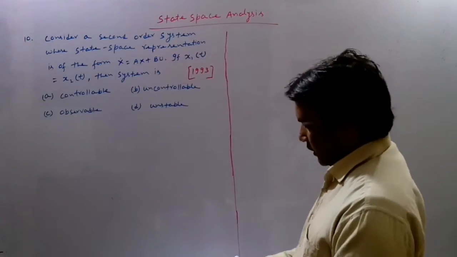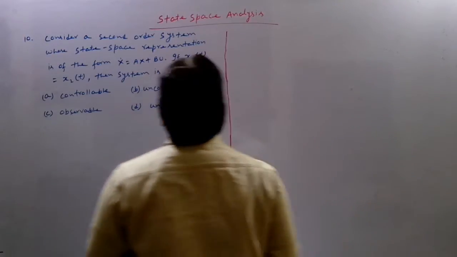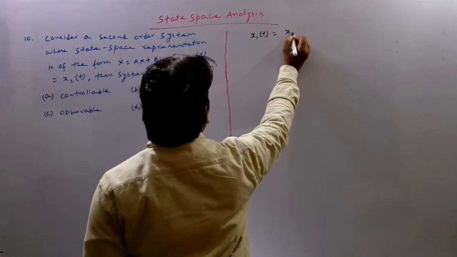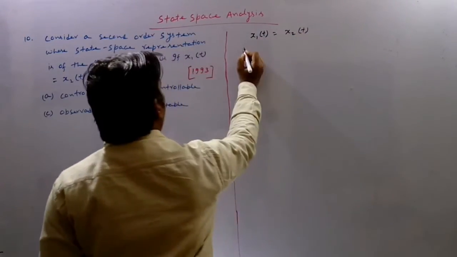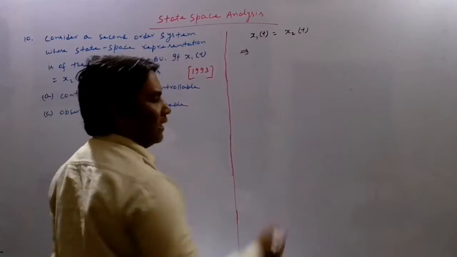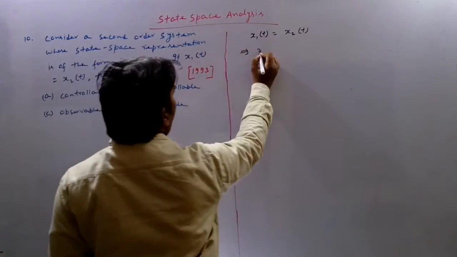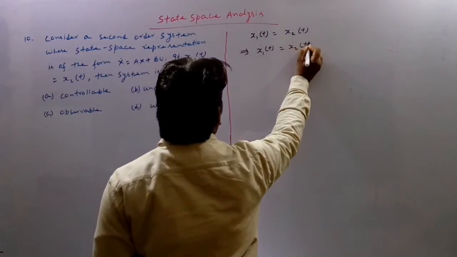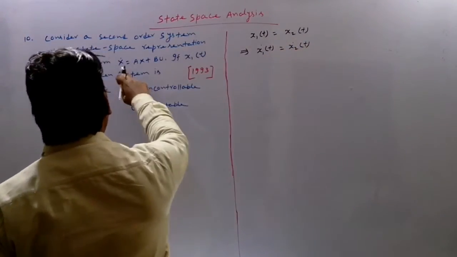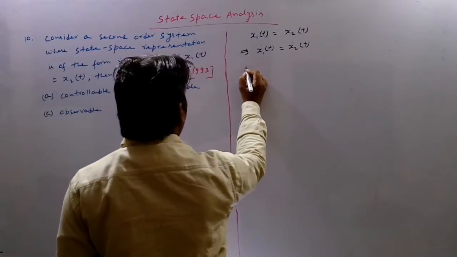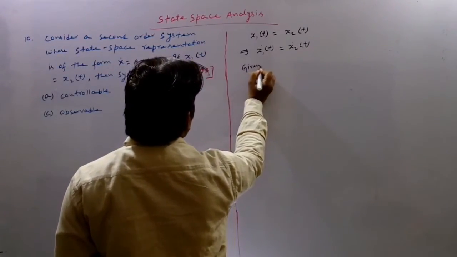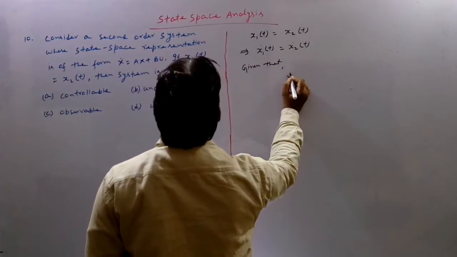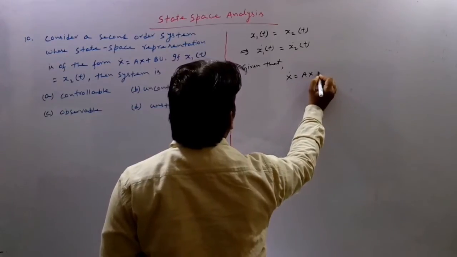Now let me write here x1(t) is equal to x2(t). This implies if we differentiate both the sides, then x1 dot(t) will also be equal to x2 dot(t). Now it is given that x dot equal to ax plus bu.